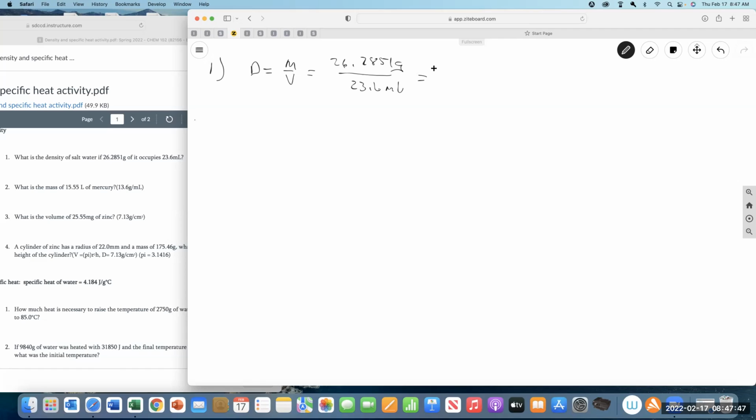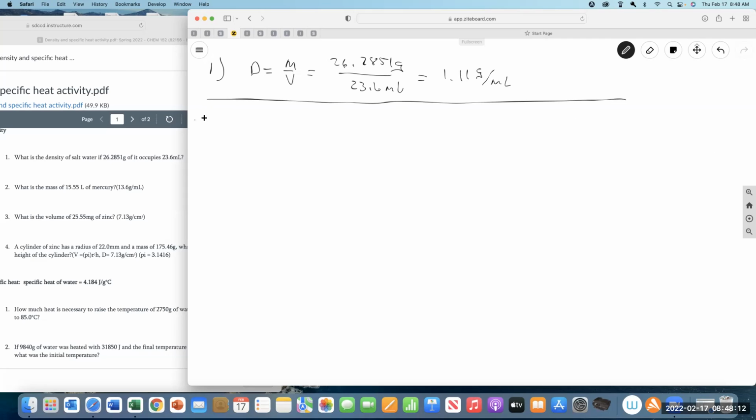All right, 26.2851 divided by 23.6 is 1.11. This will have 3 significant figures. So 1.11 grams per mil. All right, let's move this down here.